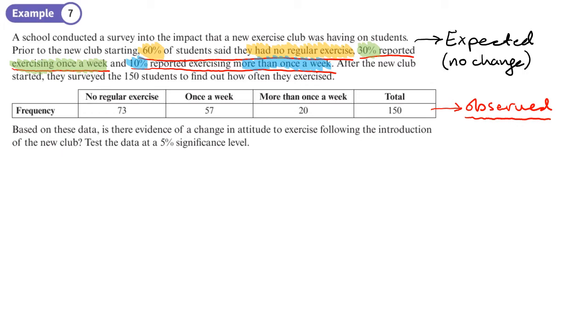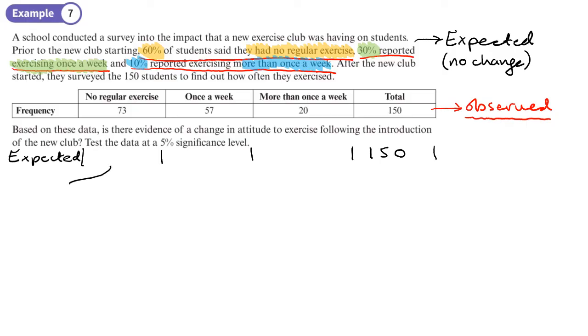So in this case, the expected values are going to be what it was before the new club opened, as if there was no impact on people's exercising habits. So what I'm going to do is I'm not going to draw the table out again. I'm just going to write the expected down here and try and extend that table. So basically the rest of the table is going to come down here. The total is still going to be 150.